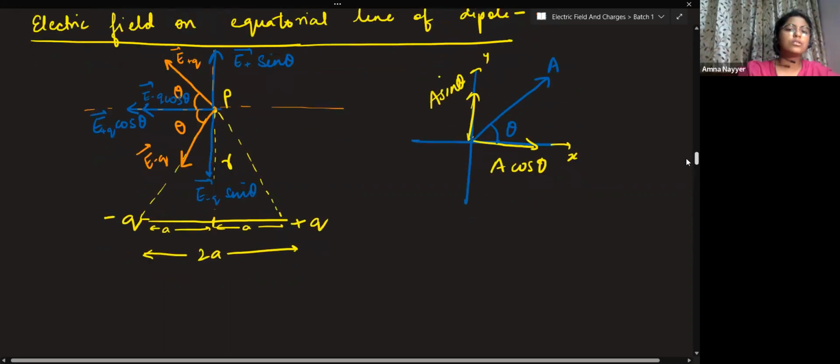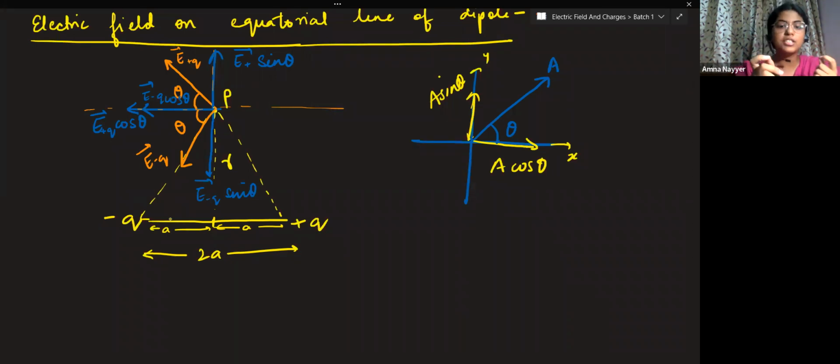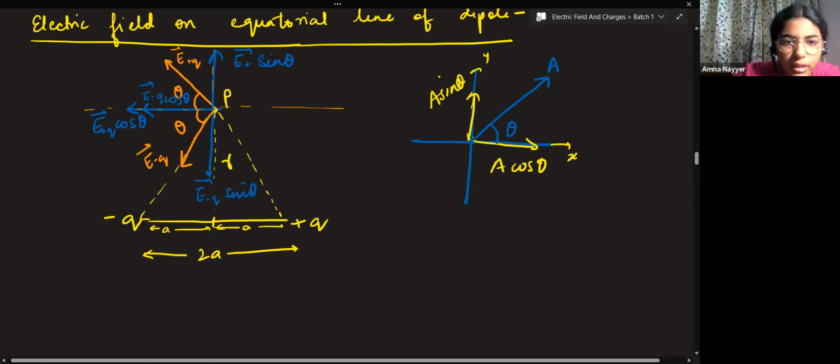Okay, one more thing also, we have to find out the separation between the charge and the point, because that is also required. See, when we did axial line, we also took the separation between the point and the charge. So we have to take out this separation as well. Now look at it, how will we take out the separation?